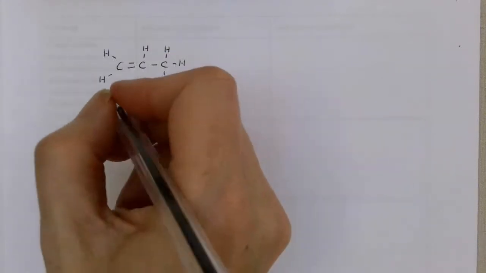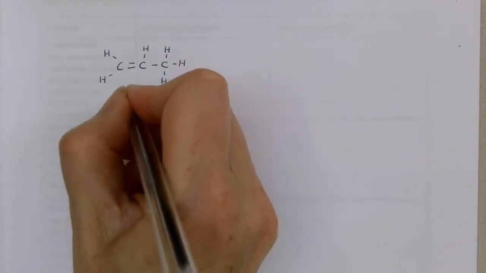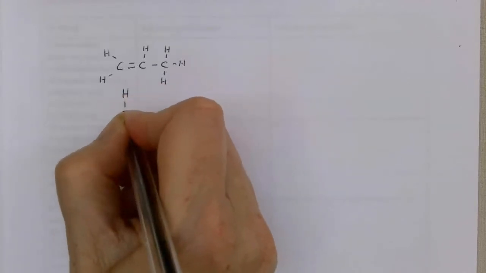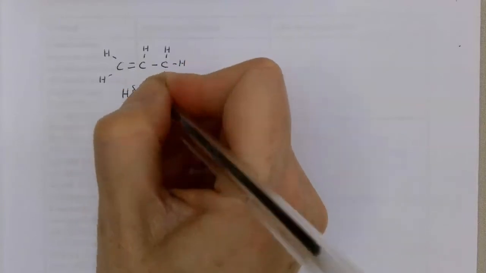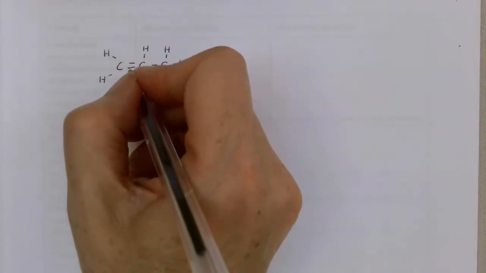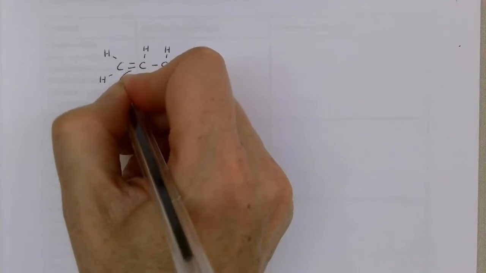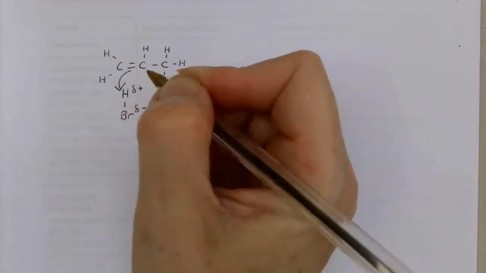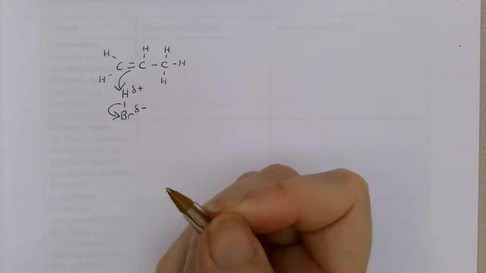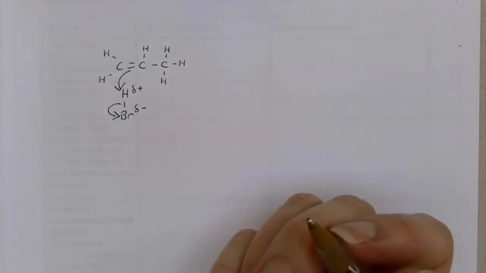So we start in the same way as we would for any mechanism, for any alkene. We're going to draw our hydrogen bromide. Our hydrogen has the delta positive and our bromine has the delta negative. The electrons come from the bond to the hydrogen and from the bond to the bromine. That's the same as normal.